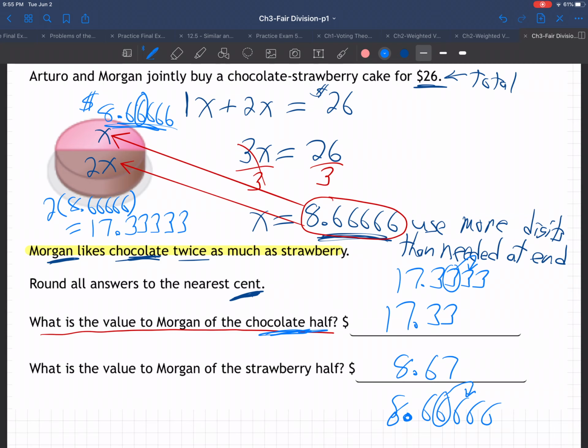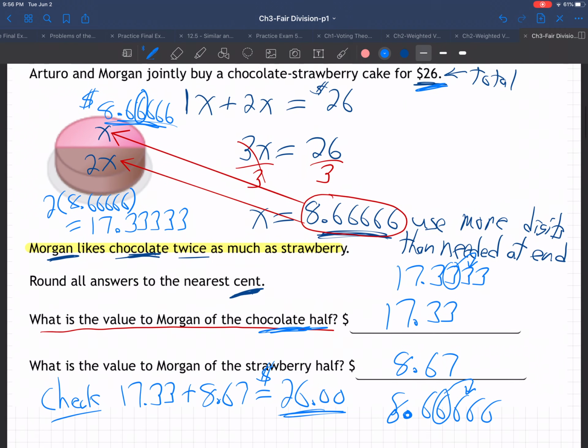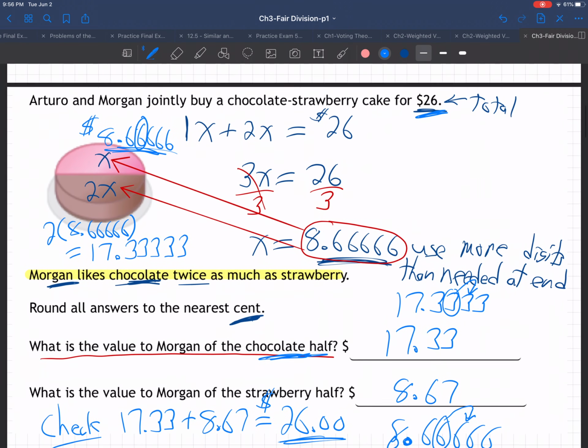So the chocolate half is worth $17.33 to Morgan, and the strawberry half is worth $8.67, which is half the amount. If you add those two together, you can check on your calculator, it comes out to the $26 that the total cake is worth. Let's check that out. If you take $17.33 and add to it $8.67, you get $26 even Steven. So the whole cake is worth $26, as they told us in the beginning.